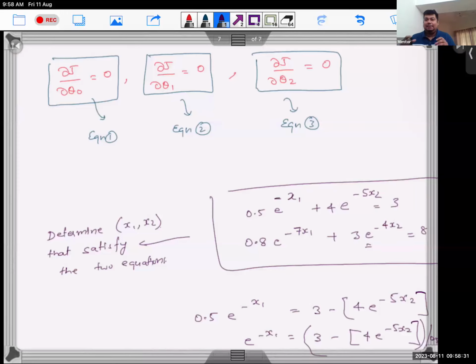Try coming up with your own nonlinear equations. As long as you are not able to remove one of the terms, let's say if you are not able to remove x2, you cannot solve for x1. So only linear equations can be solved.